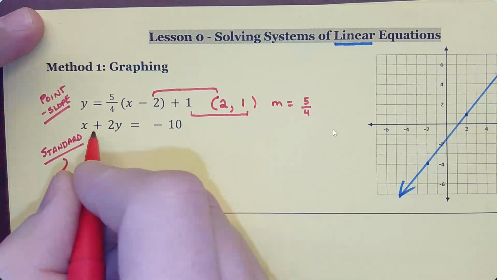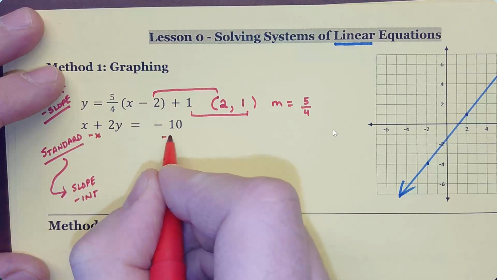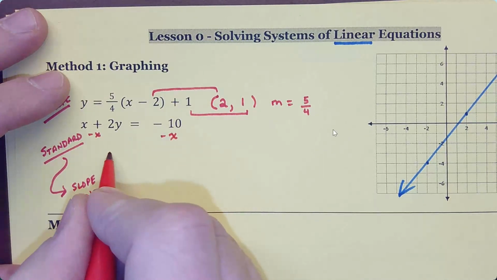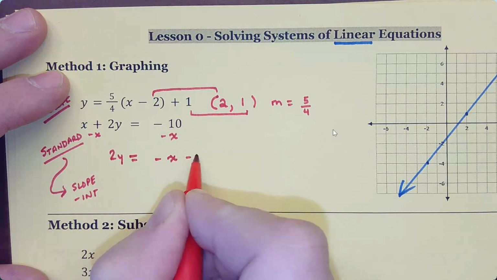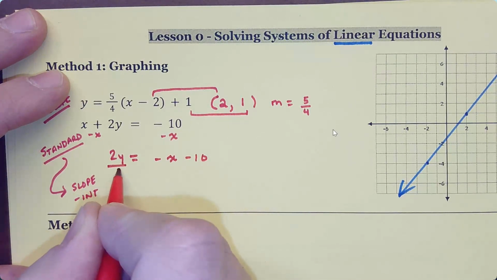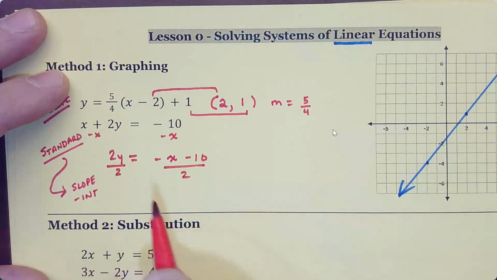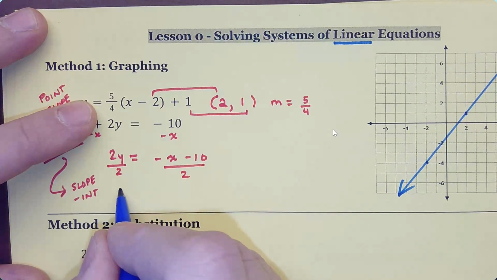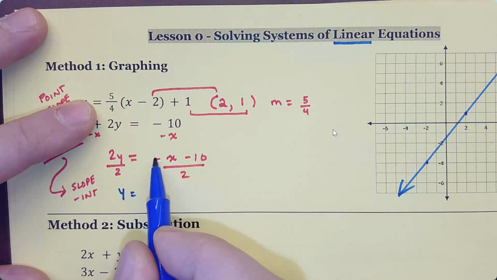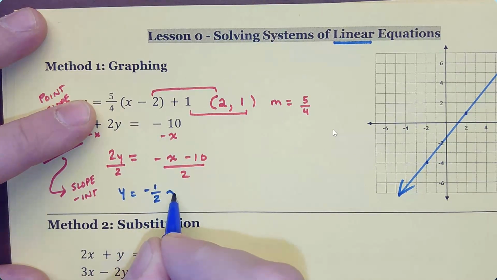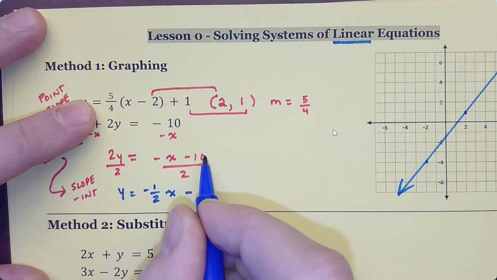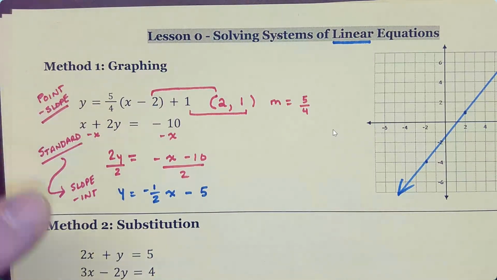And so in this case, we would do that by subtracting x from both sides, which would leave us with 2 times y is equal to negative x minus 10. And then we would divide both sides by 2, which would give us y is equal to negative 1 over 2 x minus 10 over 2 is 5.